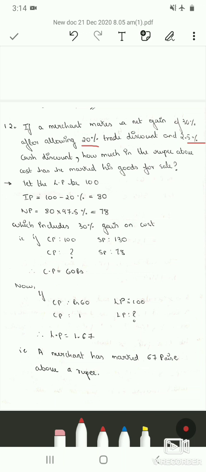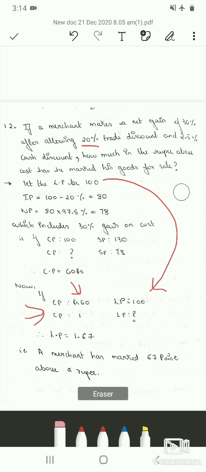Now if the cost price is 60 rupees, then the list price that we have assumed is 100 rupees. Then if the cost price is 1 rupee, what would be the list price? Because in the question they have asked us to find out the list price on the rupee. So the cost price is 1 rupee. So therefore the list price would be, cross multiplied by 60, 1.67. Therefore the merchant has marked 67 paise above a rupee.